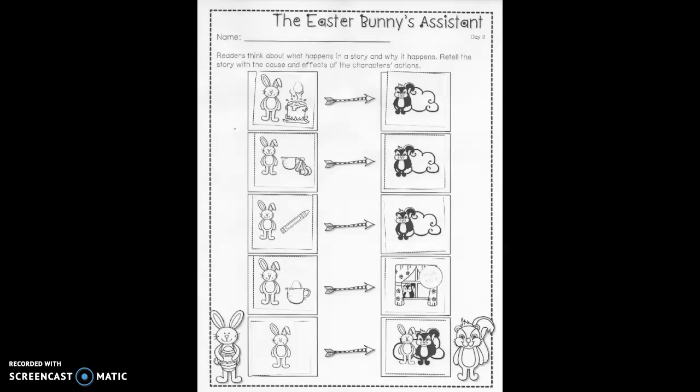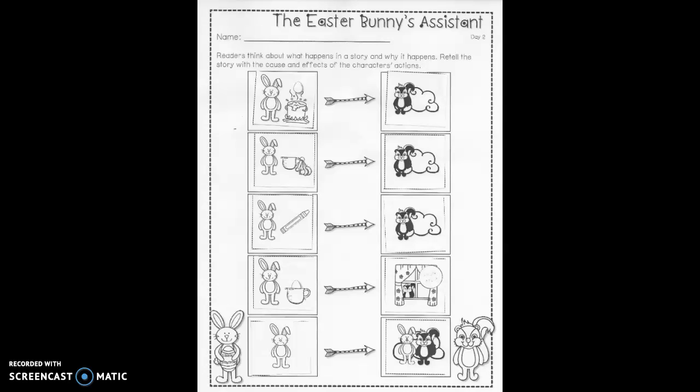Okay, so today we're going to retell the story, and we're going to retell the story with our worksheet here. So you need to get out of your Writer's Workshop folder the writing page for day 2, as well as the page that has the cause and effect pictures. All right, you're going to have to get your scissors and a glue stick as well so that you can complete this activity. All right, so we're going to retell the story of the Easter Bunny's assistant using these little cards to tell cause and effect.